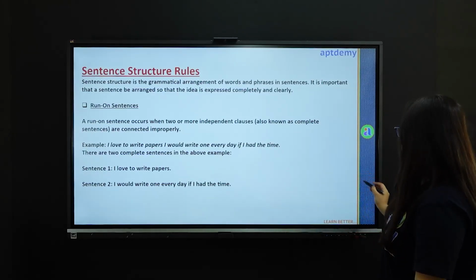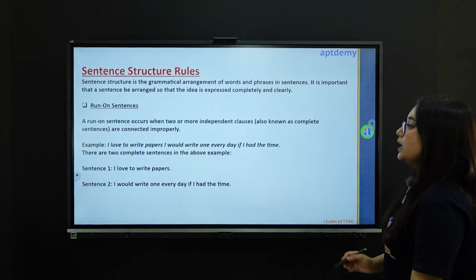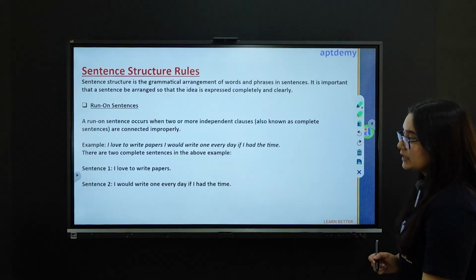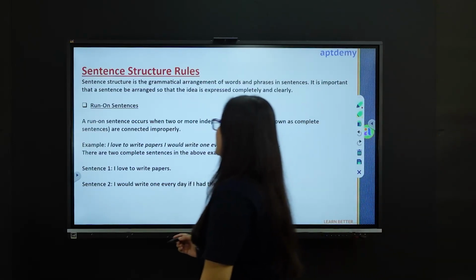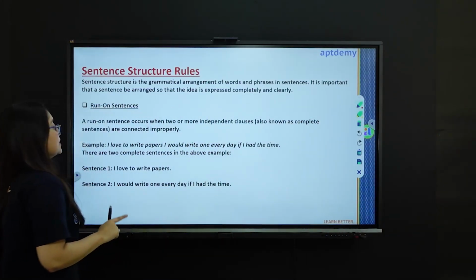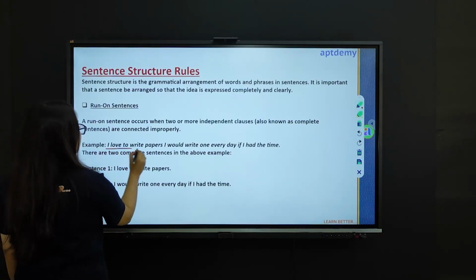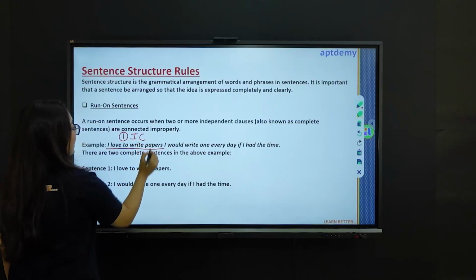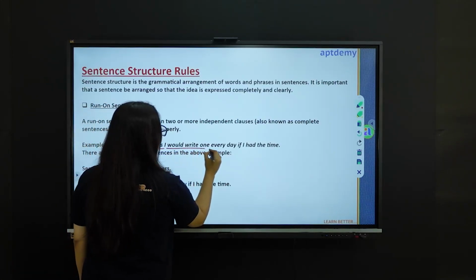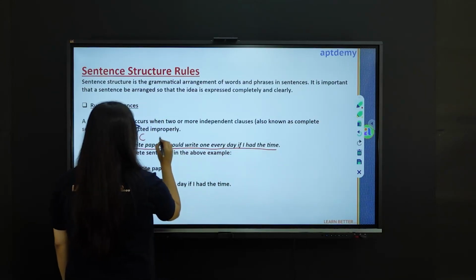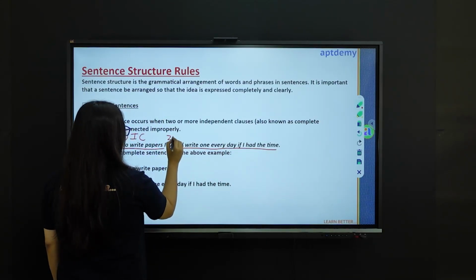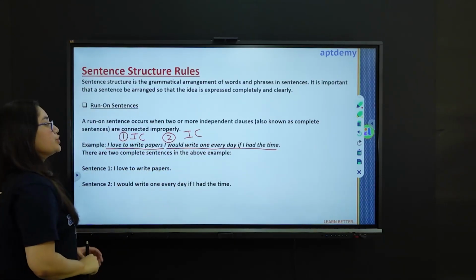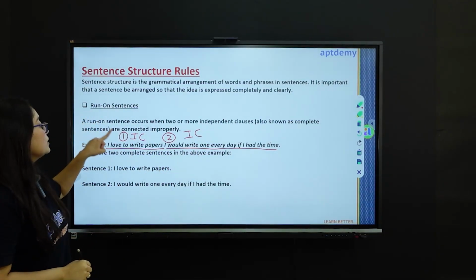For example, let's look at this sentence. I love to write papers. I would write one every day if I had the time. If you look carefully, there are two complete ICs in this sentence. Number one being I love to write papers, that is our first IC. And our second IC is I would write one every day if I had the time. This is our second IC and there is no punctuation used. So this is a run-on sentence.